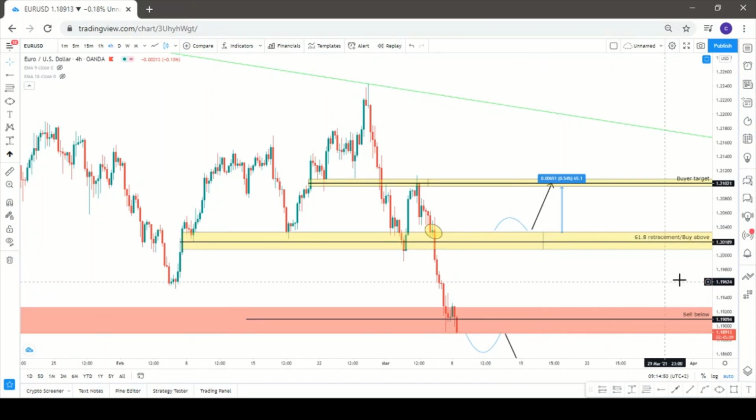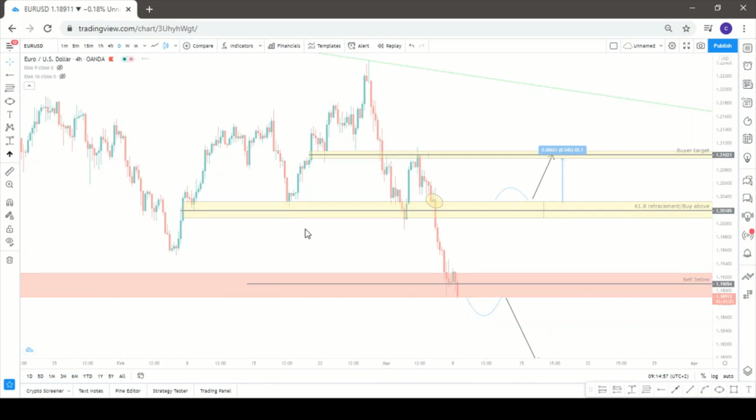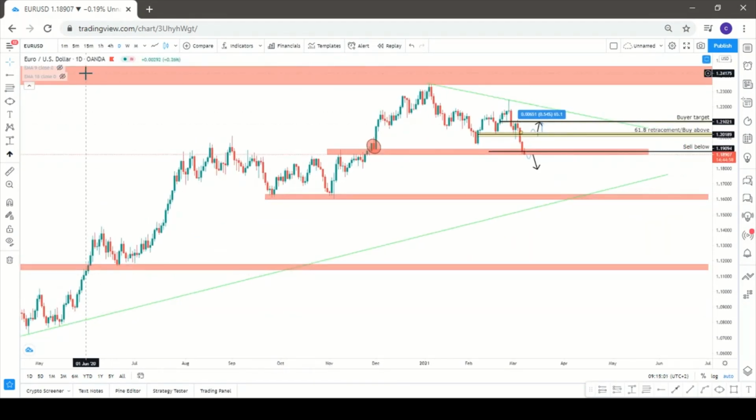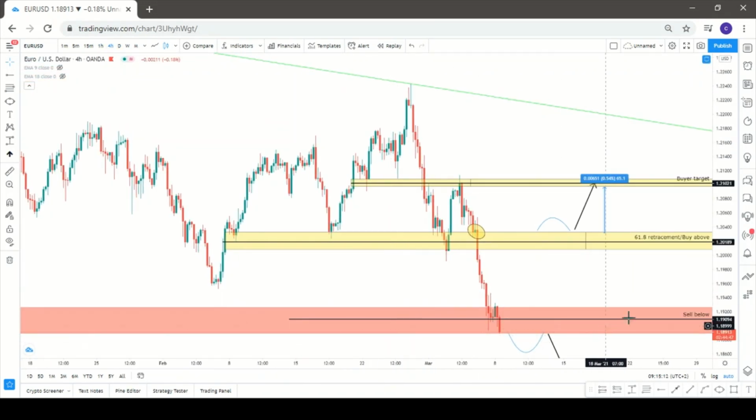Push below, I'd be more than happy to sell this market as well, because I'll be selling into a very bearish market already, right? We can see Euro USD is bearish on the daily as well, because we have a lower high and a lower low at this moment. So I'd be more than happy to sell Euro USD from below this point.